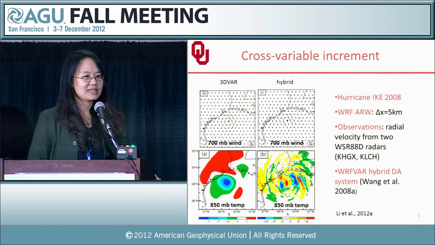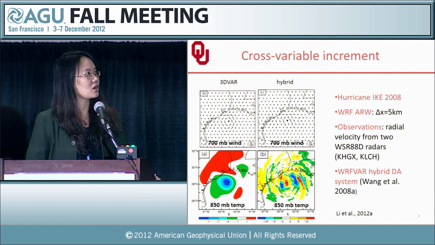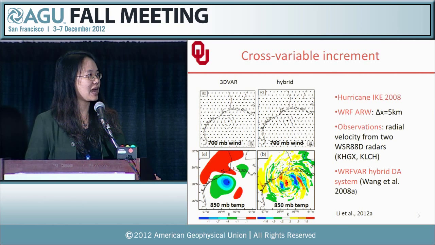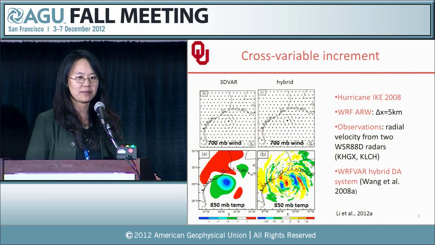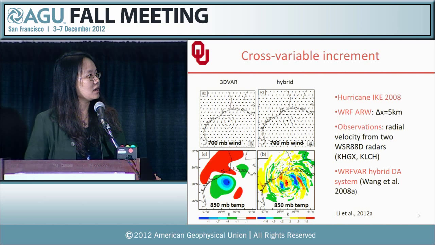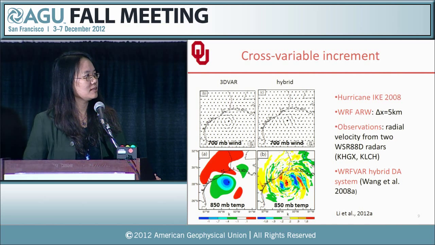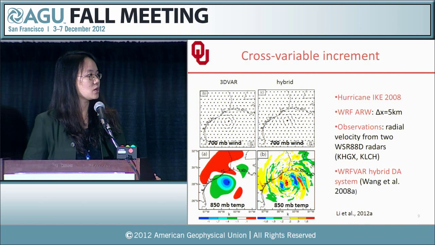Another difference between static and ensemble covariance is the cross-variable update. For example, this is Hurricane Ike 2008. We use OSSE hybrid to simulate radial velocity data from two ground-based radars. The first row is the wind increment. You can see for both 3D-Var and hybrid, it suggests a stronger TC vortex. But they are very different for temperature increments at lower levels.